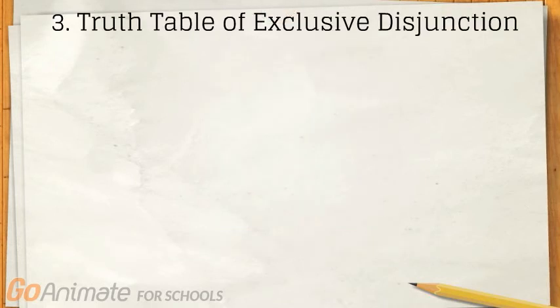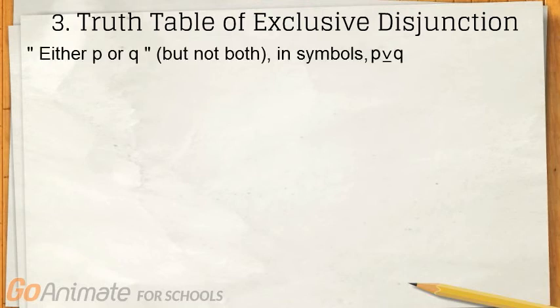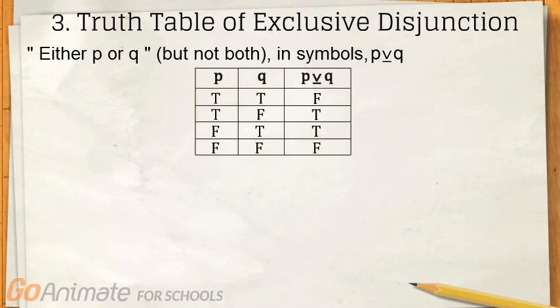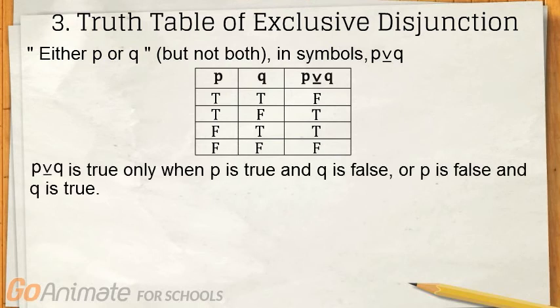Now, we look at the truth table of exclusive disjunction. Exclusive disjunction are statements of the form, either P or Q, but not both. P exclusive disjunction Q is true only when P is true and Q is false, or P is false and Q is true.